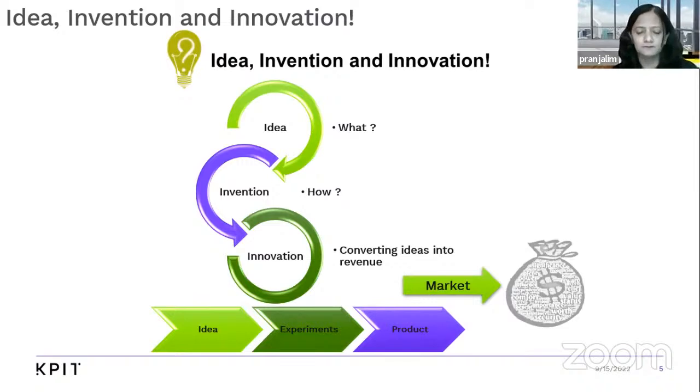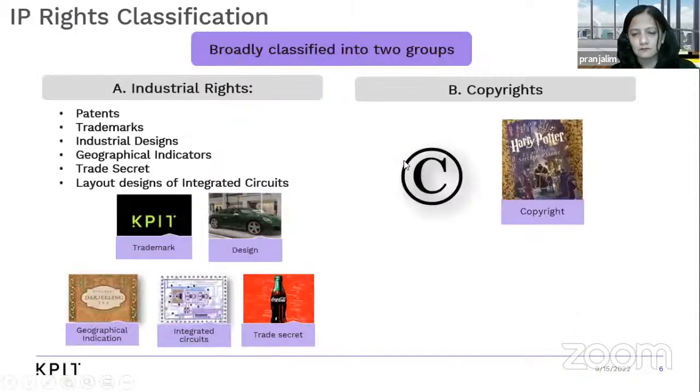Moving on, we will now look at the basics of intellectual property rights, the various types of intellectual property rights. Basically they are categorized into two buckets: the industrial rights and the copyright. Under industrial rights we have some other subtypes. We will look at those now. Patents, we will talk about them in detail in our further slides. Another type of industrial right is the trademark.